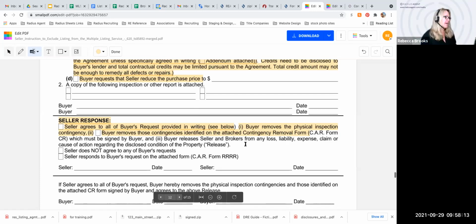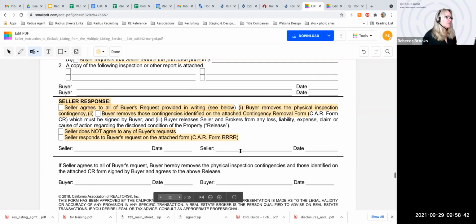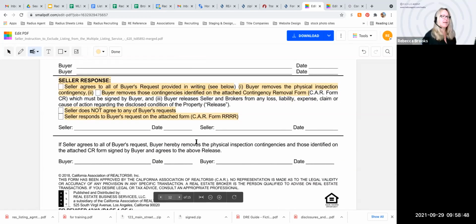And so that's where the seller responds. The seller can say, no, they don't agree. They don't have to agree to this request at all. What happens then? Then the ball is back in the buyer's court and the buyer has to decide what they're going to do. The seller doesn't agree to the request. Or the seller can respond to the request on the attached form, which is the RRR form, which we call the pirate form, RRR. And so the seller says, okay, well, I'm not going to reply to any of these requests, but I'm going to reply in another way, and I'm attaching another form that sets forth how I'm going to reply.